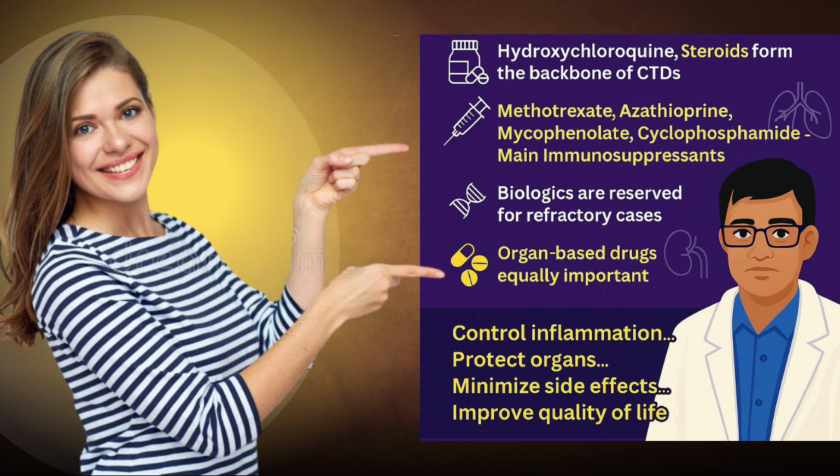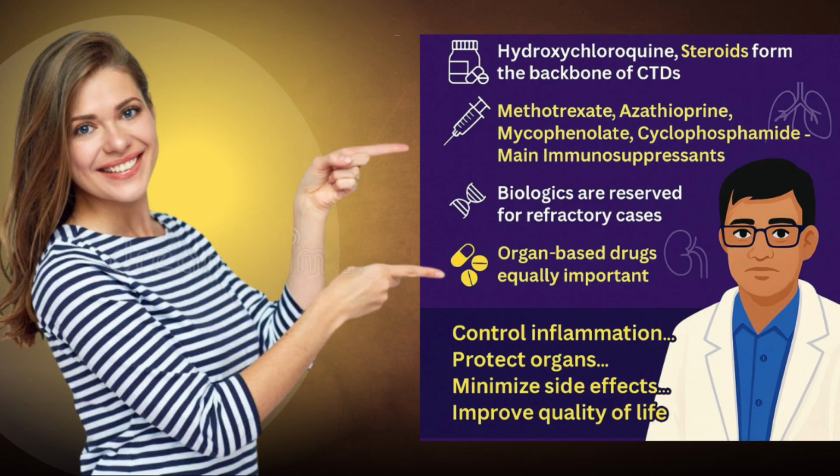For pain and serositis, NSAIDs can be used, but avoid them if there's kidney disease. Steroids are the fast-acting rescue. For severe flares like lupus nephritis or brain involvement, we use IV methylprednisolone pulses, then taper with oral steroids.